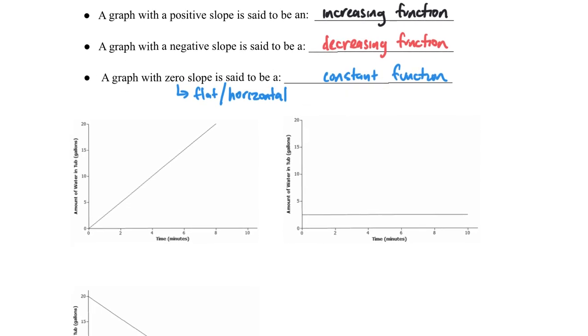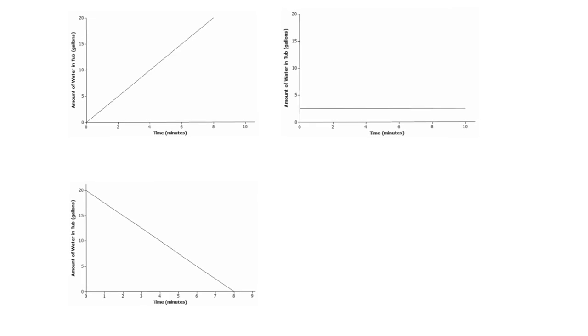So if we were to look at these three graphs here, we could assign one of those vocabulary words to each one. We read graphs from left to right. So if you look at this graph, it is going up as we move across left to right, just like we read, which means it has a positive slope. So this would be an increasing function.